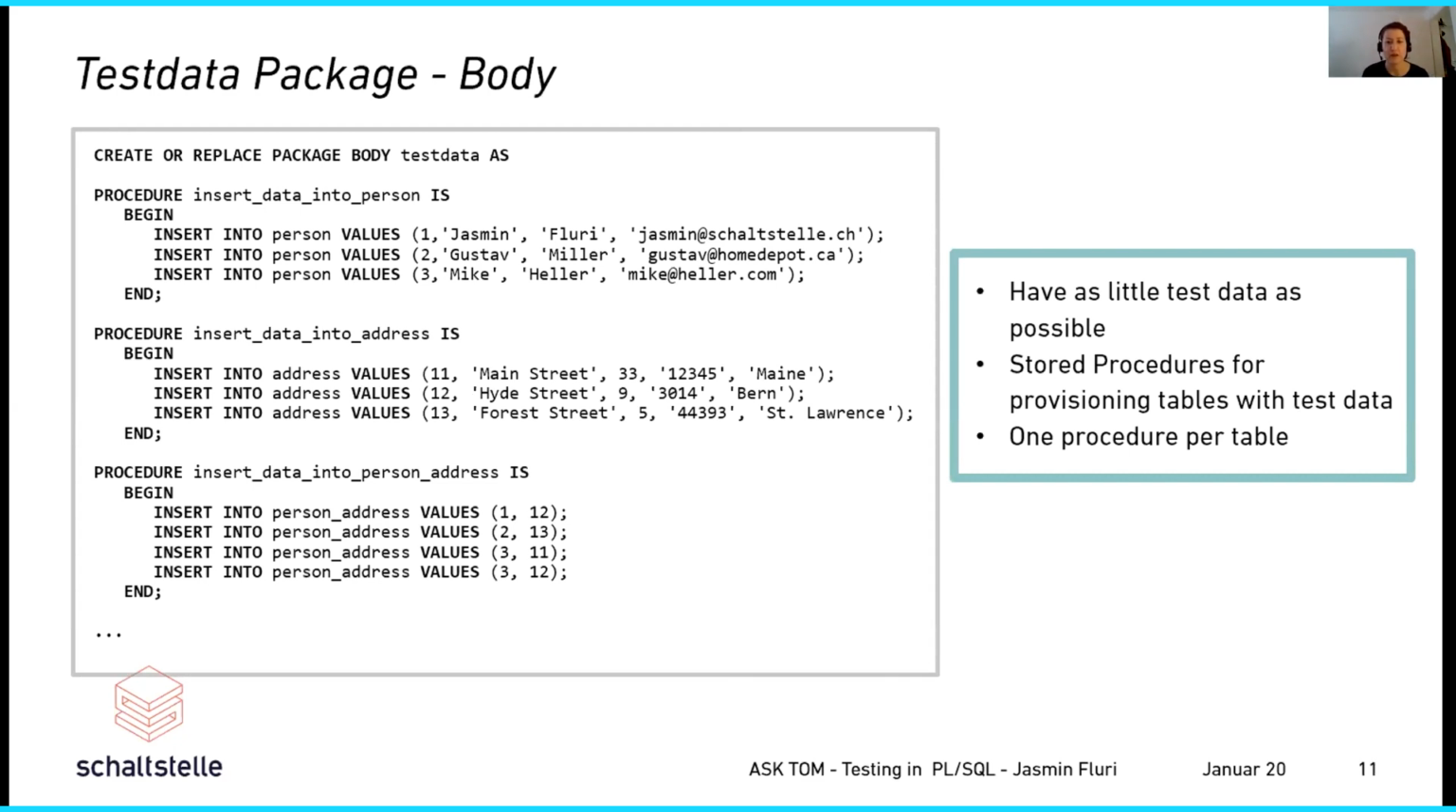The goal here is to have as little test data as possible. Dee already also mentioned that. We don't want to have thousands of rows of data. We want to have the optimal data to test all our test cases that we want to have. Some negative tests, some positive tests, and we don't just want to have a lot of data. Then we want to have one procedure per table. I also mentioned that. To make sure I can only provision the tables that I really need.